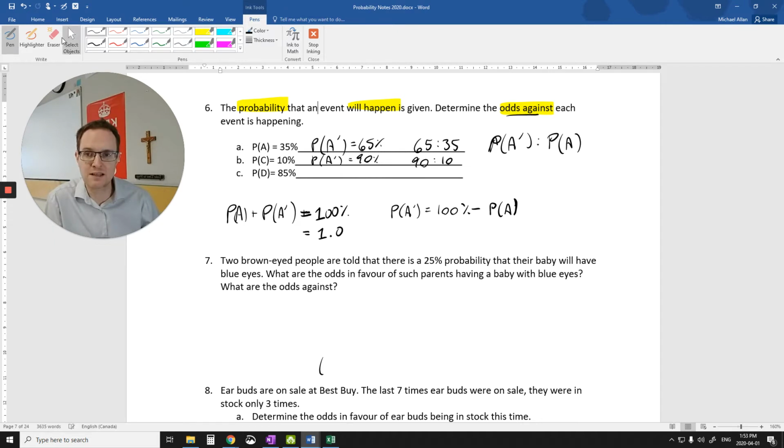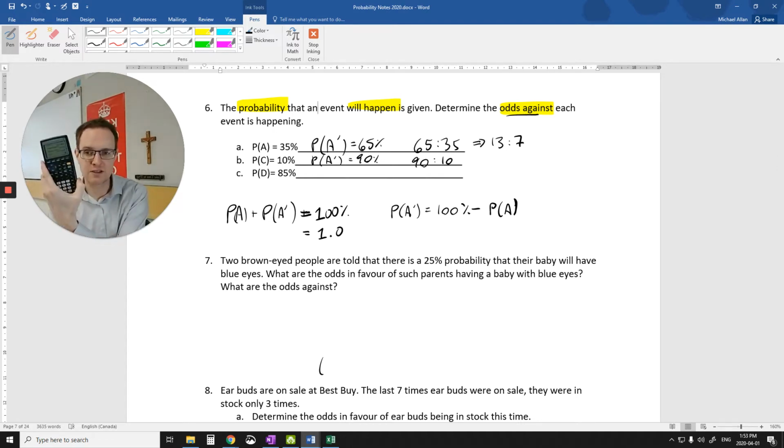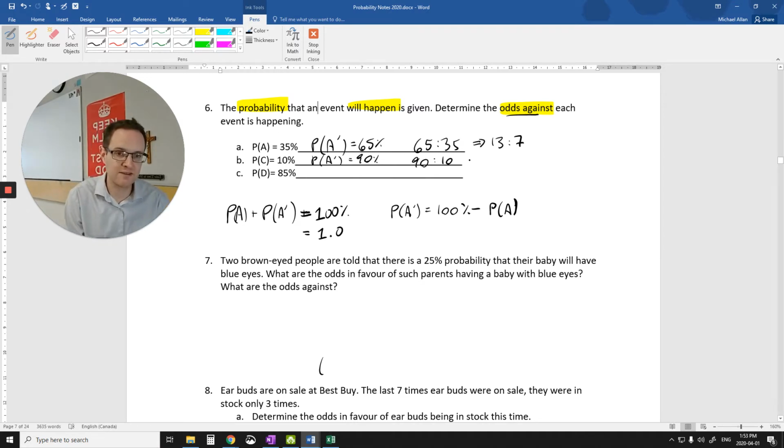Now, for both of these, I should reduce them down to better numbers. So this one here reduces down to 13 over 7. To do that, just pull out your calculator. You just go 65 divided by 35, go math, enter, enter, and then you get your two new numbers, 13 over 7. So I just put 13 to 7 there. This one here, I'm just going to divide both of these by 10 and get 9 to 1.